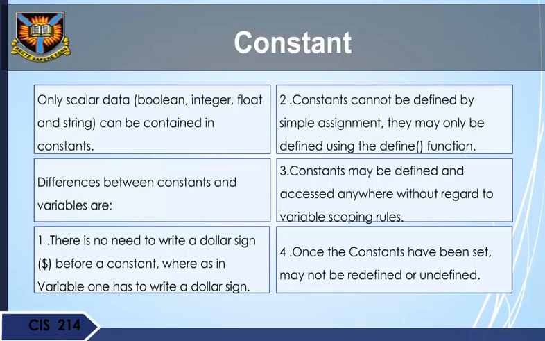Differences between constants and variables are: 1. There is no need to write a $ sign before a constant, whereas in a variable one has to write a $ sign. 2. Constants cannot be defined by simple assignment, they may only be defined using the define function. 3. Constants may be defined and accessed anywhere without regard to variable scoping rules. 4. Once a constant has been set, it may not be defined or undefined.